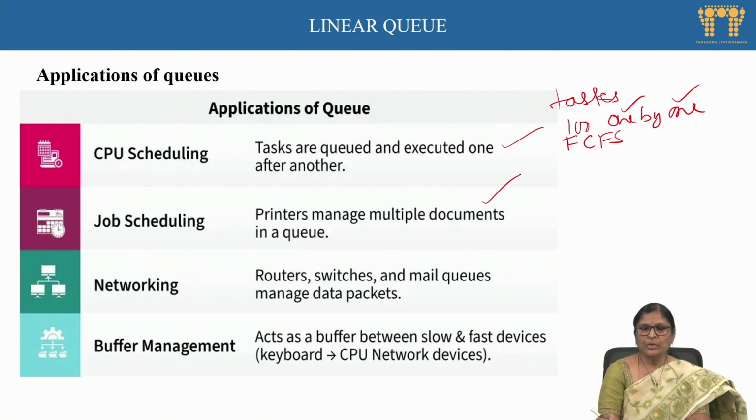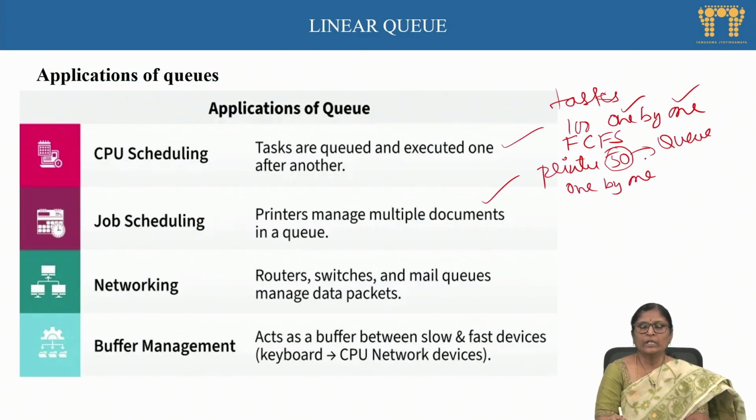Next comes job scheduling. The best example is a printer. Suppose I want to print 50 documents. We cannot take the printouts of all these 50 documents at a time. So these 50 documents will be kept in a queue, and then you take the prints one by one, which means you are using the concept of a queue here.